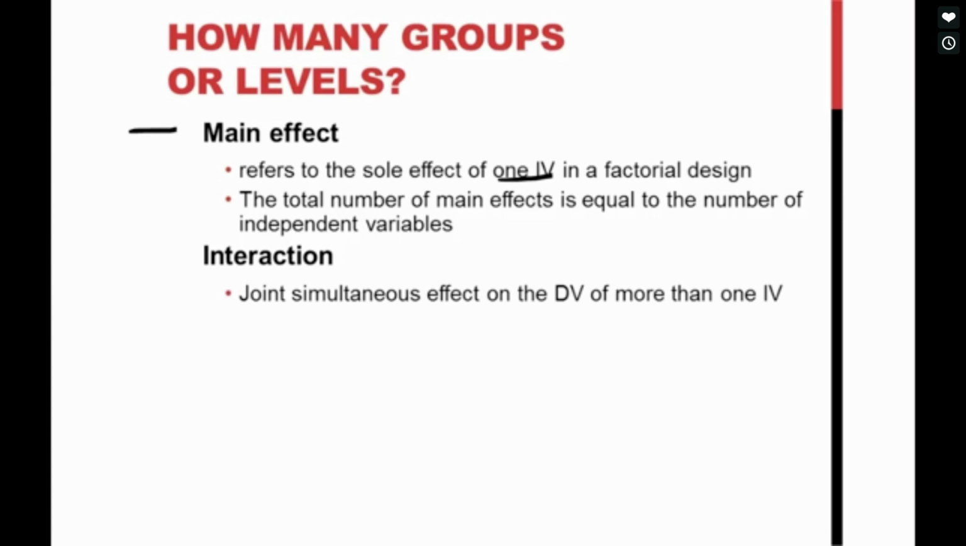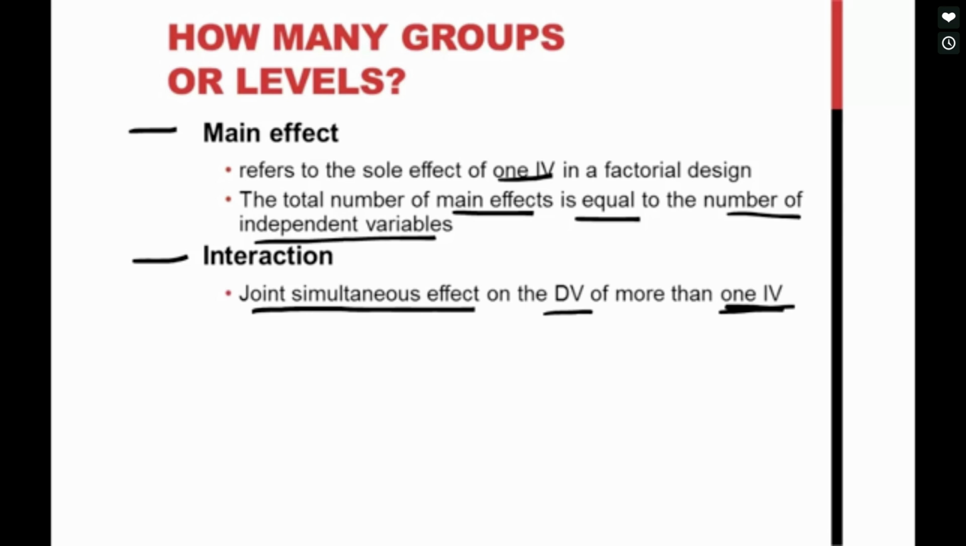If you have two independent variables, you will also have two main effects, because the total number of main effects that you're going to be investigating is equal to the number of independent variables that you have. Now, in addition to a main effect, you're going to have to look at something called an interaction. And the interaction is the part that researchers are most interested in. This is the joint simultaneous effect of more than one independent variable on your dependent variable.